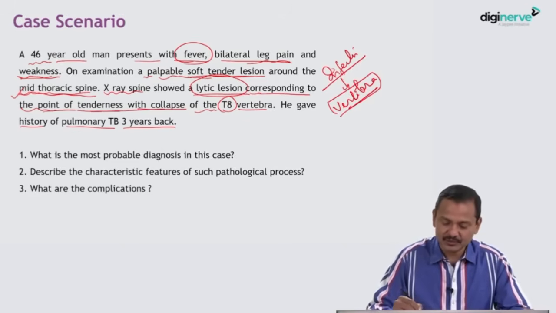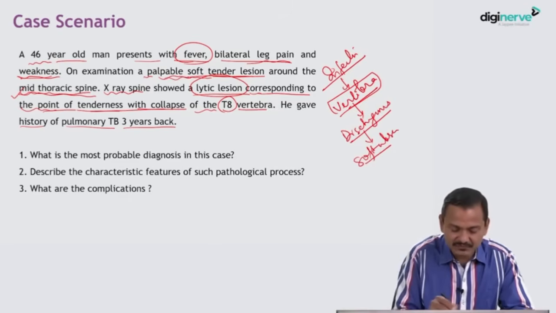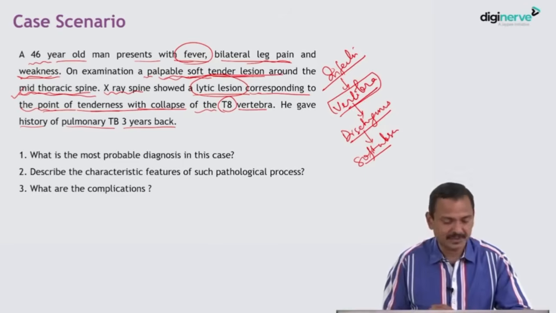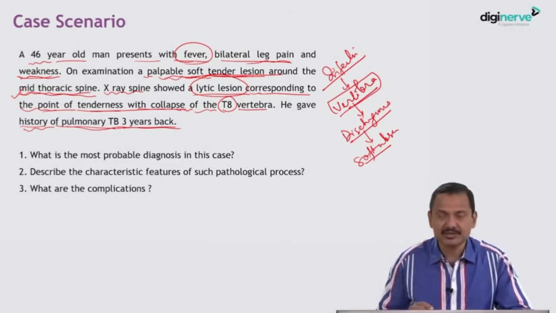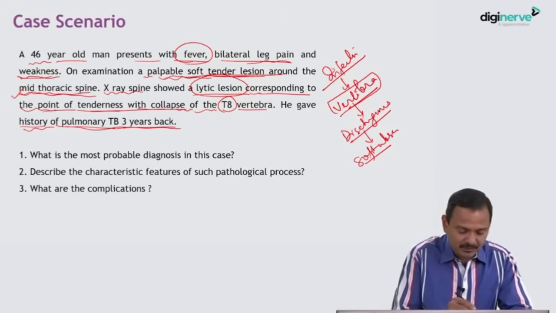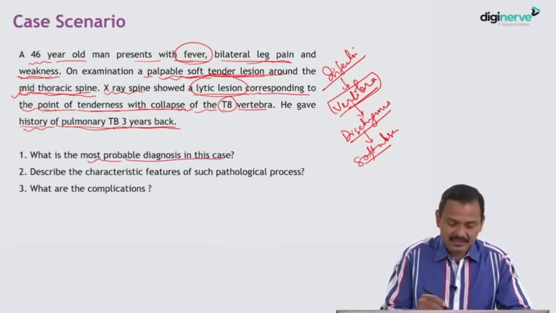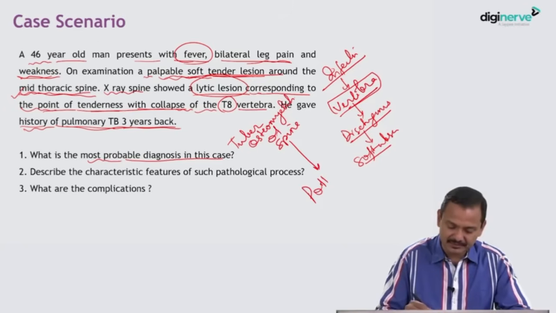So the vertebra is involved with infection and there is discharging sinus, okay, and there is discharging pus, so a soft tissue abscess is formed, and that is felt as a soft tender lesion around the mid thoracic spine. As well as there is collapse and the patient gives history of TB 3 years back. So with this history of TB 3 years back, the most probable diagnosis in this case is tubercular osteomyelitis of the spine, otherwise called as Pott's spine.